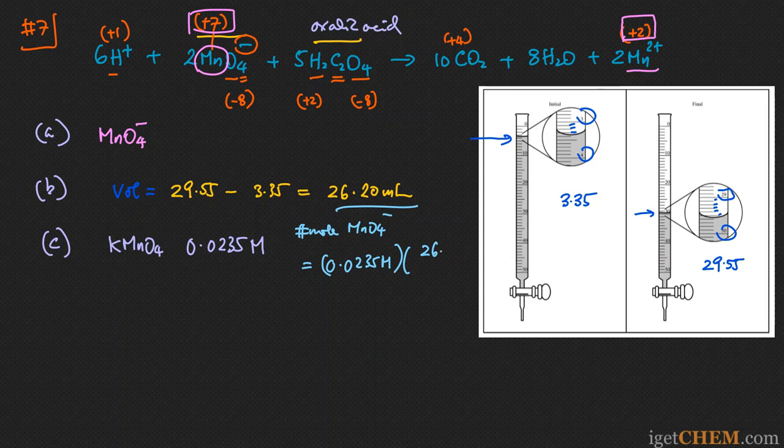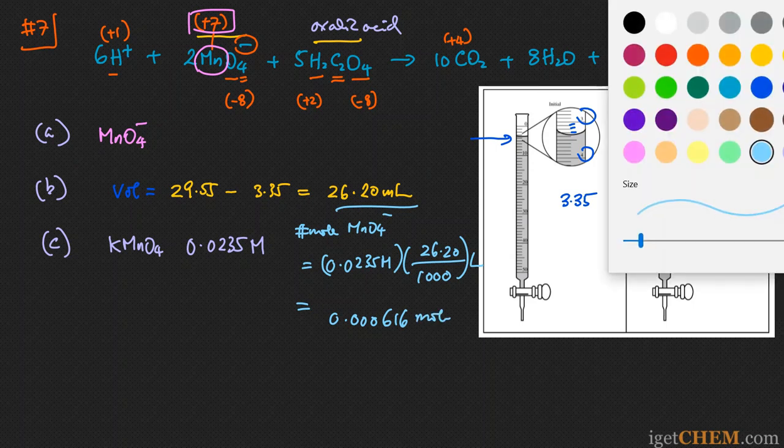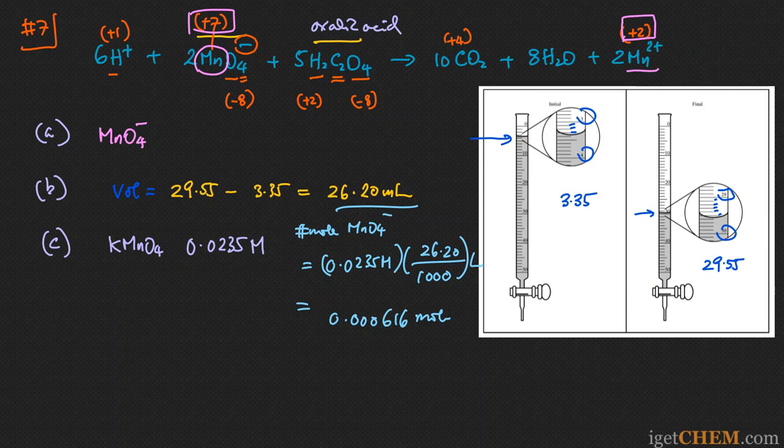So 26.20 divided by 1,000, and that's in units of liters. So if you do that, the number of moles come out to be 0.000616 moles. So this should have three significant figures. The reason is because the concentration of the MnO4 of the KMnO4 solution only has three significant figures.